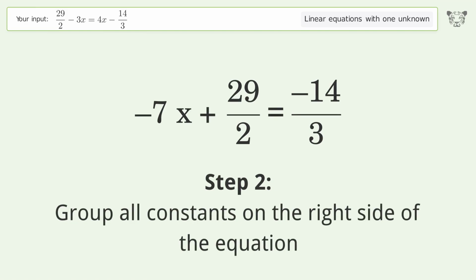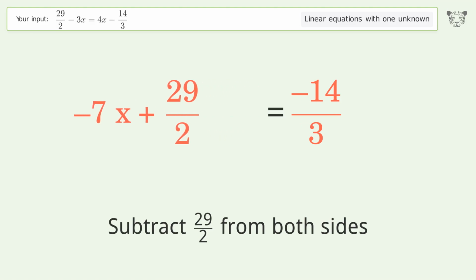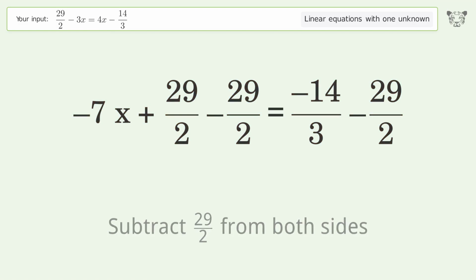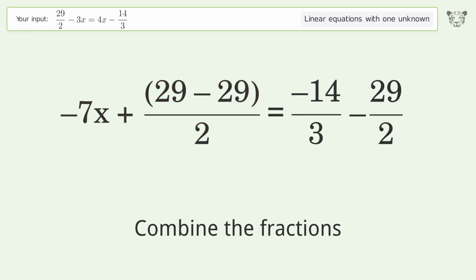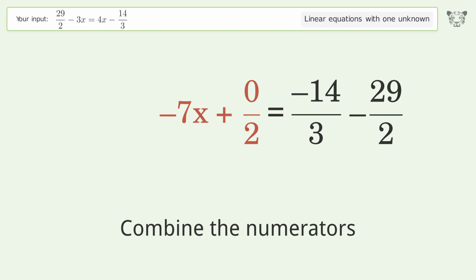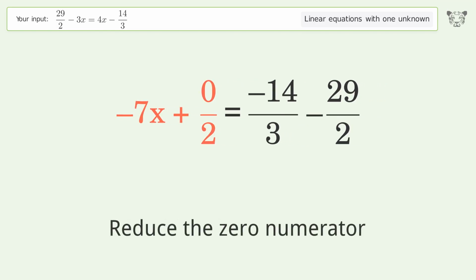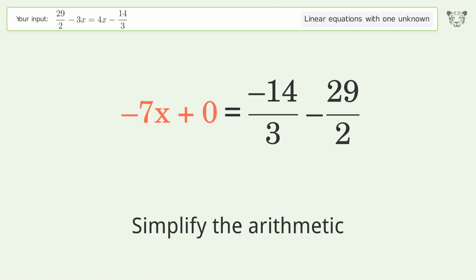Group all constants on the right side of the equation. Subtract 29/2 from both sides. Combine the fractions. Combine the numerators. Reduce the zero numerator. Simplify the arithmetic.